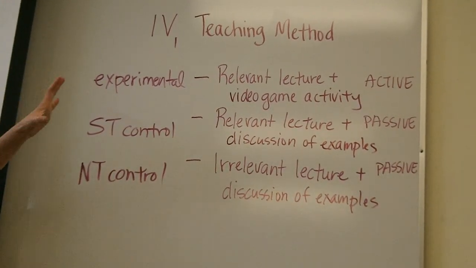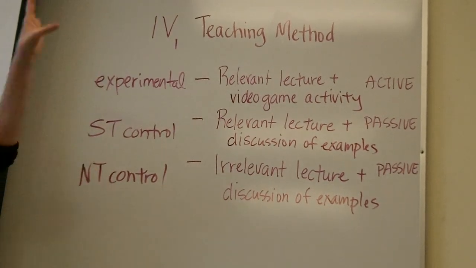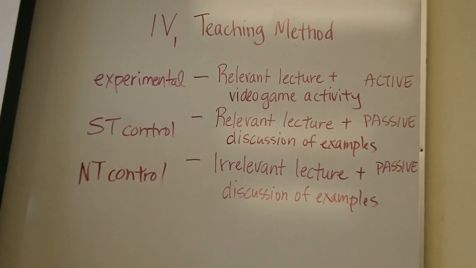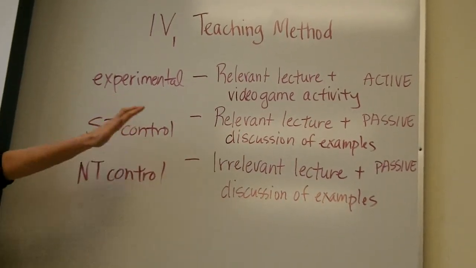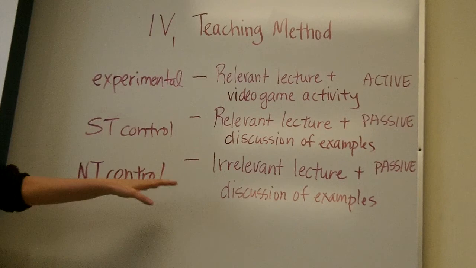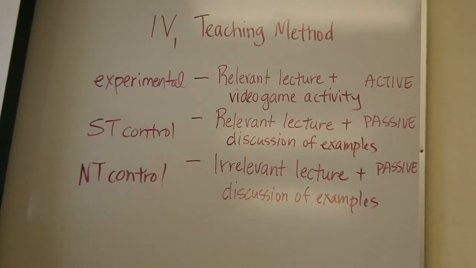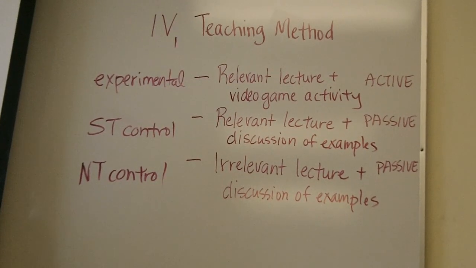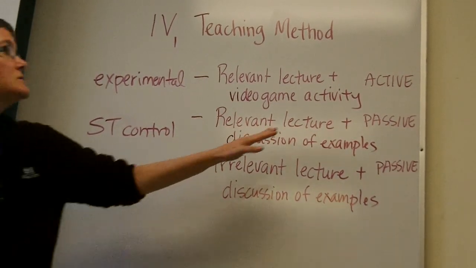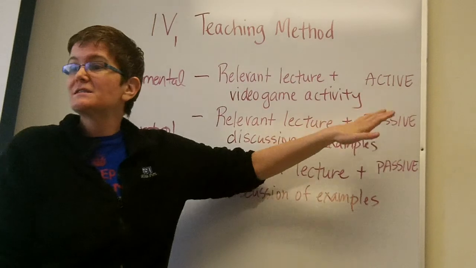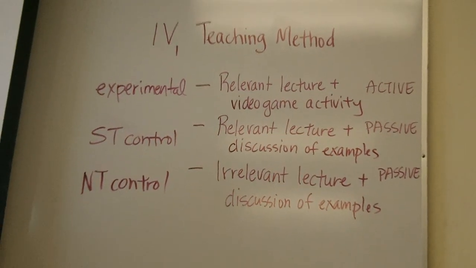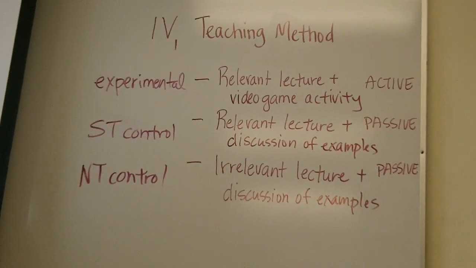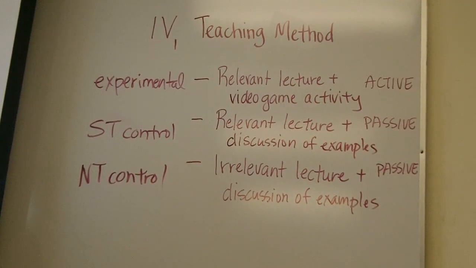But what I've given you up here are different ways to talk about these levels. You can talk about the experimental condition, the standard treatment control condition, and the no treatment control, instead of always saying the no content condition or the irrelevant lecture condition or whatever. You need different words so that your writing doesn't get boring. You can also talk about the active learning condition versus the passive learning condition. So you've got different ways to talk about the comparisons that you're making that may be helpful.